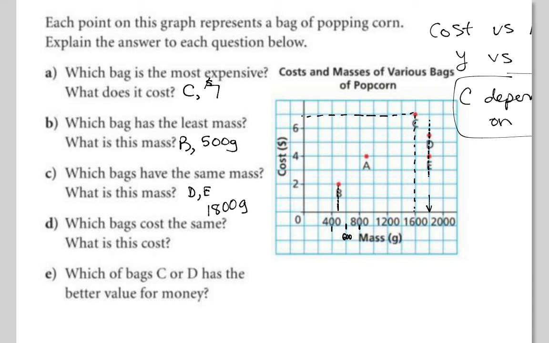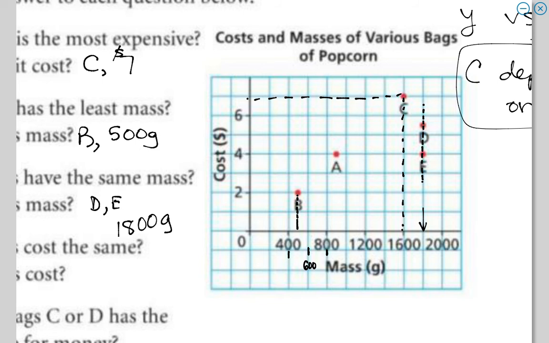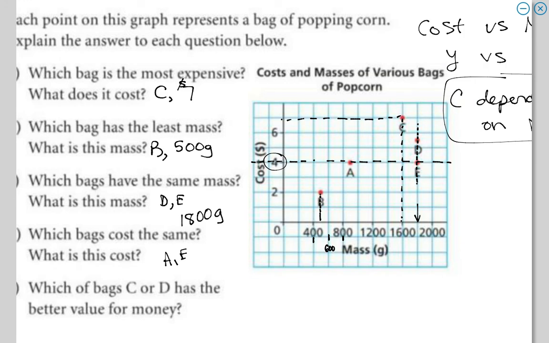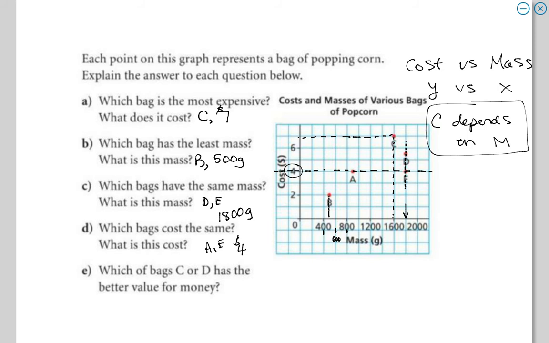Cost is a vertical axis, so you actually look horizontally. Okay, so hopefully you start to see that. For the vertical axis, you're looking for something that lines up horizontally. A and E, and that cost would be $4. Okay, A and E, $4. And which of the bags, C or D, has the better value for the money?